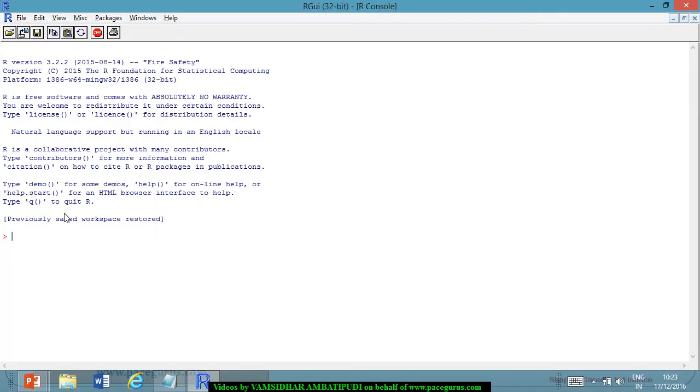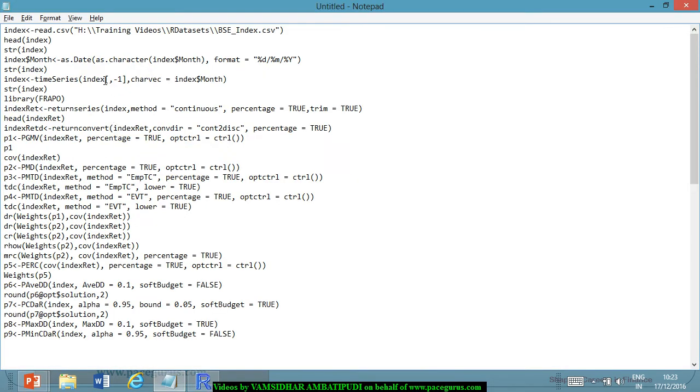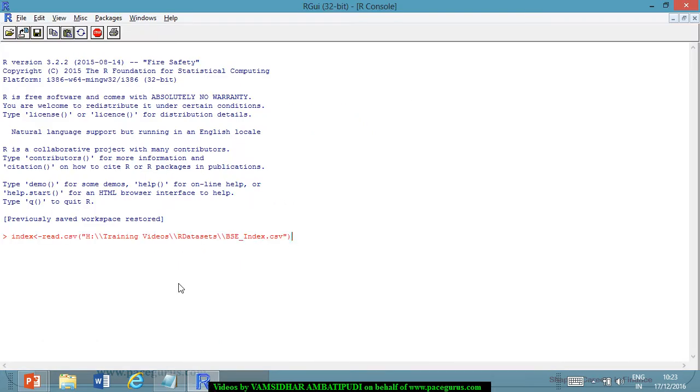Right, this is the blank thing. The R code I have actually taken in a notepad so that we won't end up spending time just typing out the stuff. I'll explain it line by line. The first thing is getting the index.csv file that I have in this particular folder of my system. I'm reading it and assigning it to a variable called index. So this is my index.